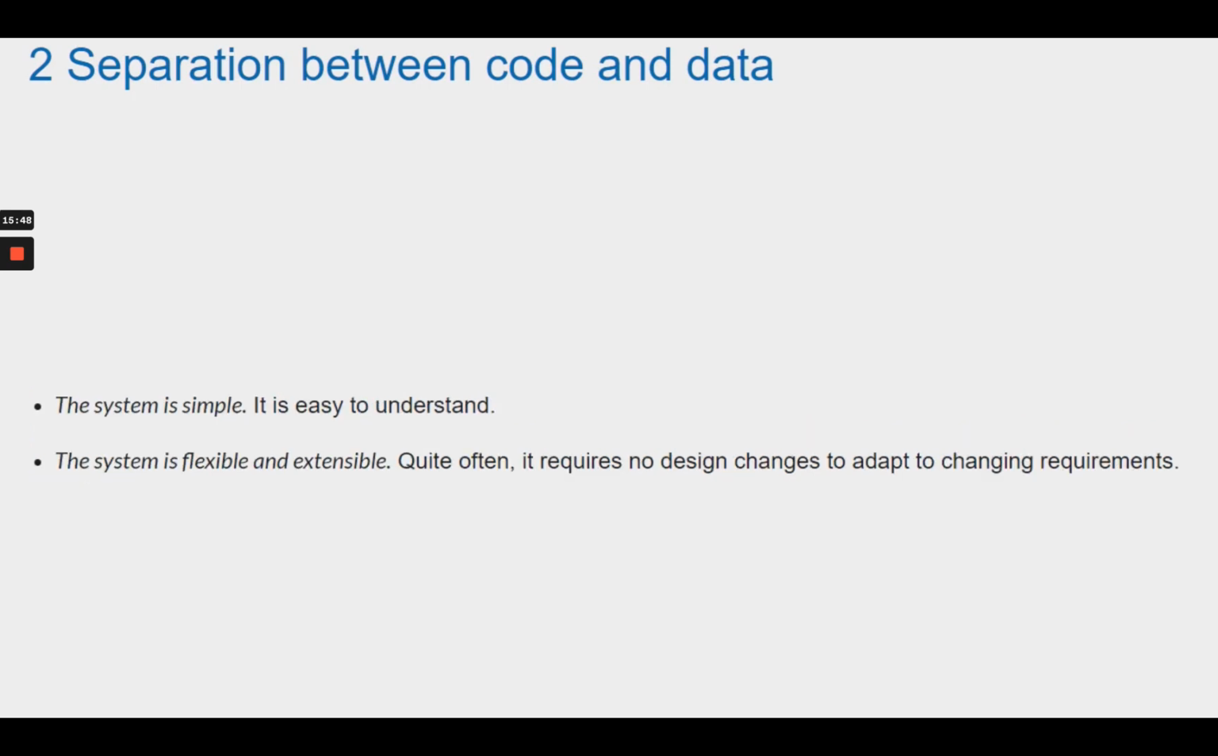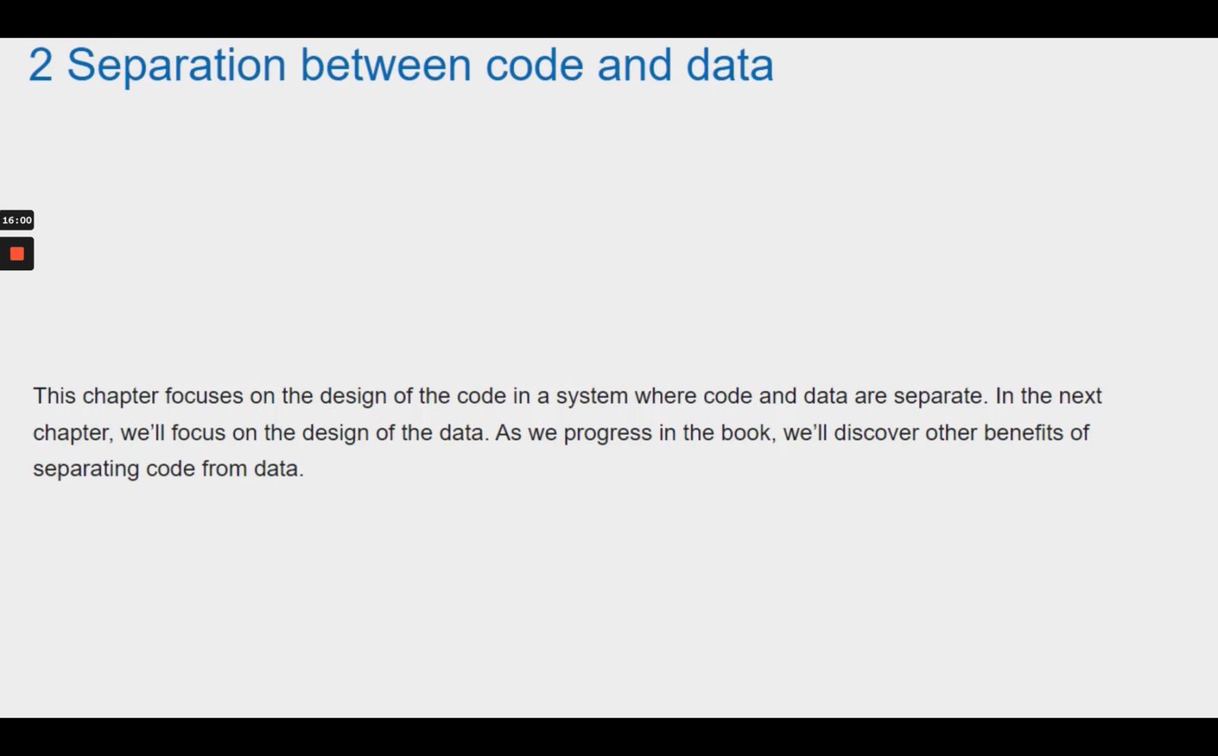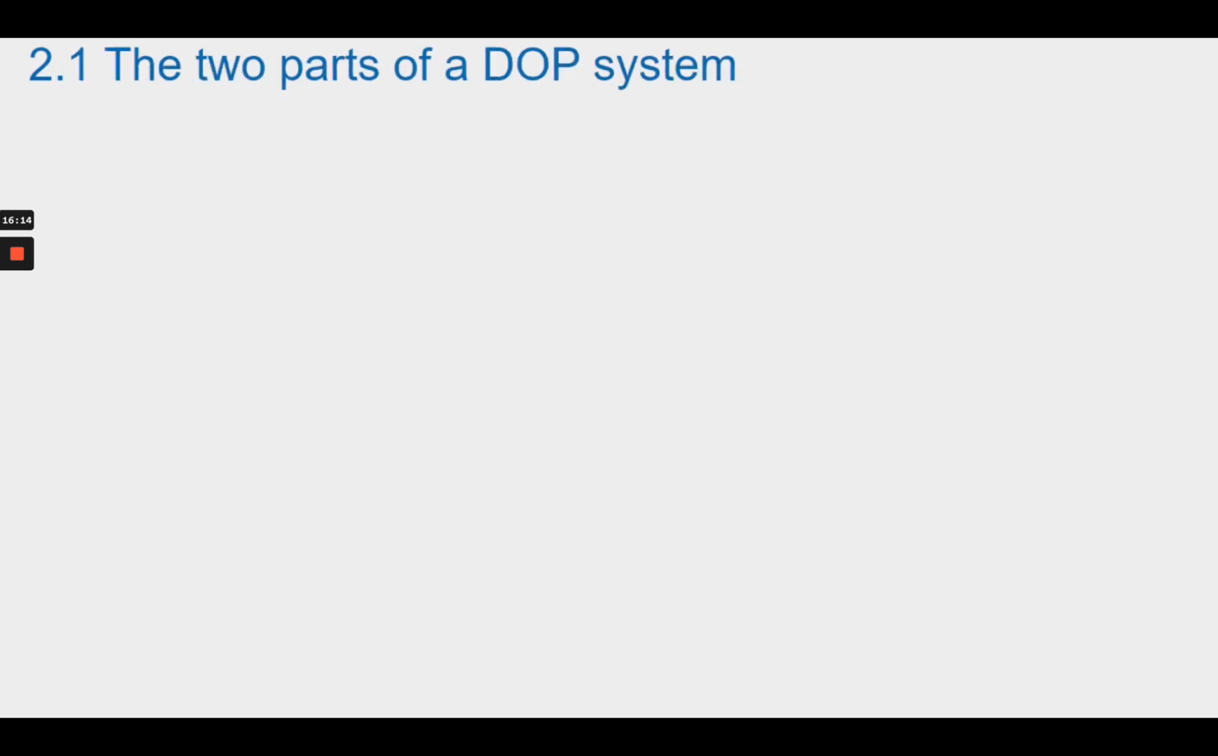The system is simple. It is easy to understand. The system is flexible and extensible. Quite often, it requires no design changes to adapt to changing requirements. This chapter focuses on the design of the code in a system where code and data are separate. In the next chapter, we'll focus on the design of the data. As we progress in the book, we'll discover other benefits of separating code from data.